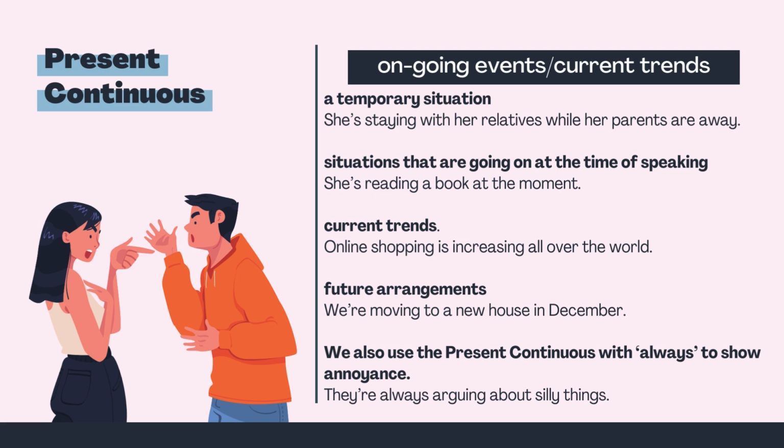This tense is used to talk about situations that are going on at the time of speaking. She is reading a book at the moment. To describe current trends: online shopping is increasing all over the world. To talk about future arrangements: we're moving to a new house in December. Sometimes the present continuous is used with the word always, and in this case, the sentence shows annoyance. For example, they are always arguing about silly things.